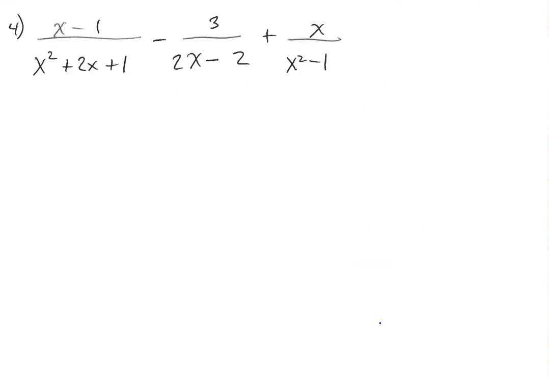All right, let's try one more example of adding and subtracting rational expressions here. This one begins, the first fraction has x minus 1 in the numerator, and then x squared plus 2x plus 1 in the denominator.